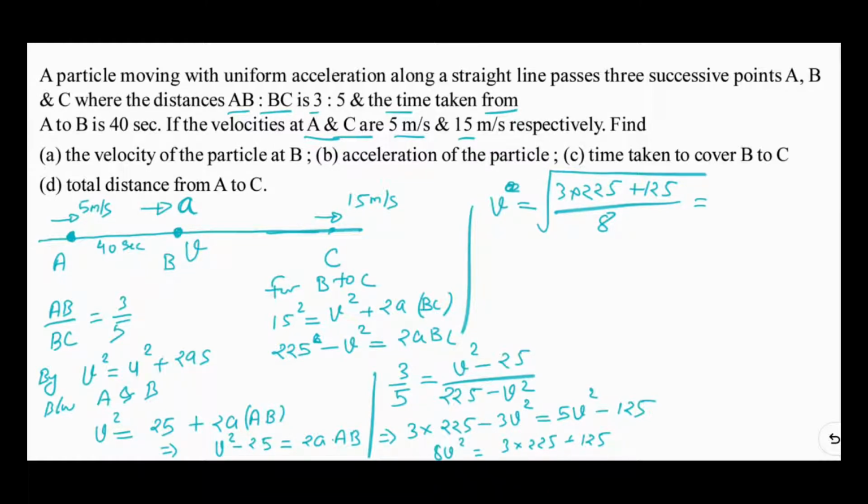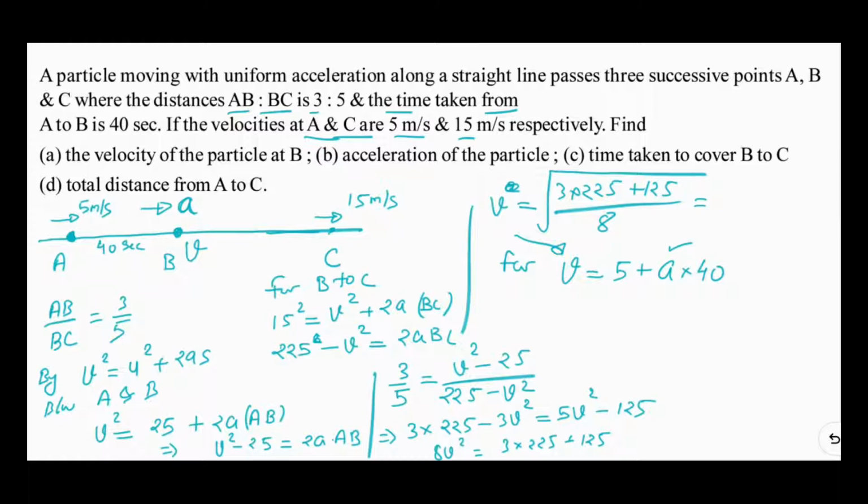Now let us proceed further. The acceleration of the particle also needs to be found out. So for acceleration between A and B, I have been given the time of motion. So we can use V equals U plus at. For A to B, I have the final velocity as V, initial velocity as 5. Acceleration is not known to us, but time is known to us. So after putting the value of V obtained from this equation, I can easily get the value of acceleration.